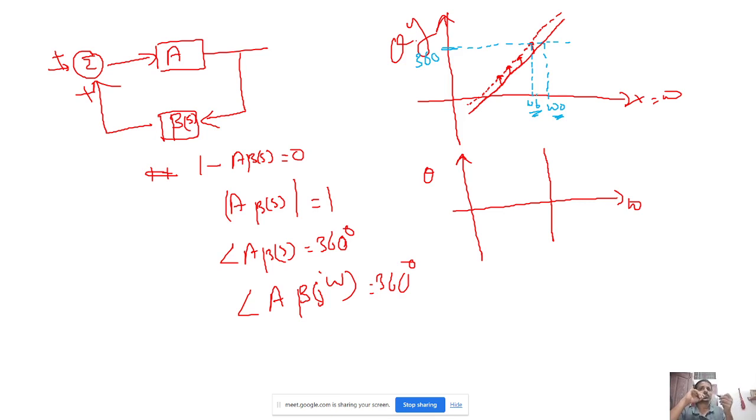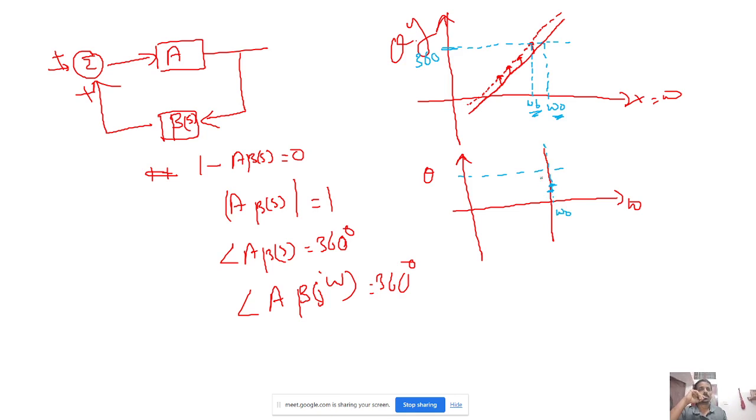How does this perturbation occur? There will be some tolerances in the component selected, right? If I selected 200 ohm, you will be connecting some 201 ohm, so there will be a small variation in the omega naught, right? Similarly, the perturbation is the change in theta. But theta is fixed for a frequency omega naught.